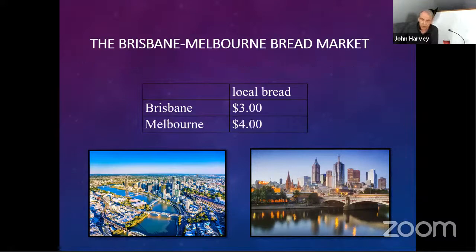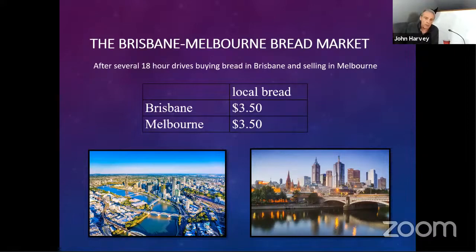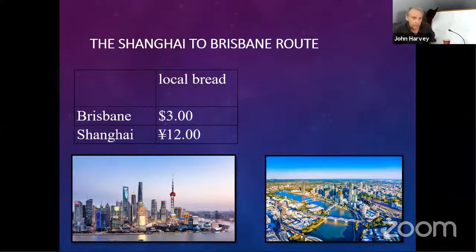So we start with just the basic idea that if we have the identical product in two places, then people will buy it where it's cheap and sell it where it's expensive, and eventually that drives the prices together, right? Well, let's do that for Brisbane and Shanghai, another very famous bread exchange market. And this time, of course, we're going to have to bring exchange rates into it.